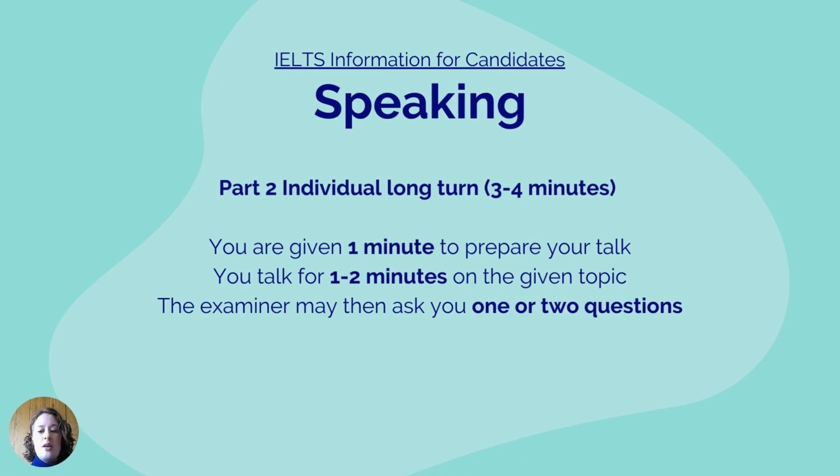Part 2 of the speaking exam is the individual long turn. In this section, the examiner gives the candidate a task card, which asks the candidate to talk about a particular topic. The card includes points to cover in their talk and instructs the candidate to explain one aspect of the topic. Candidates are given 1 minute to prepare their talk and are given a pencil and piece of paper to make notes. The examiner then asks the candidate to talk for 1 to 2 minutes about the topic.